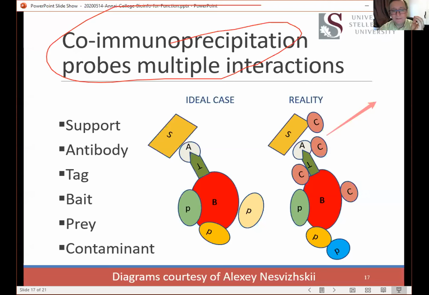In reality, we find that contaminant proteins like sticking to our solid supports, contaminant proteins like sticking to our antibodies, contaminant proteins like sticking to our tags, they like sticking to our bait proteins, and sometimes even the prey proteins can come along with their own contaminants. So that obviously is going to complicate making sense of these data. But co-immunoprecipitation is a very widely used method for understanding cell biology. If you have a particular protein and you're trying to understand what its colleagues are in that interaction, co-IP is definitely one of the most popular routes.